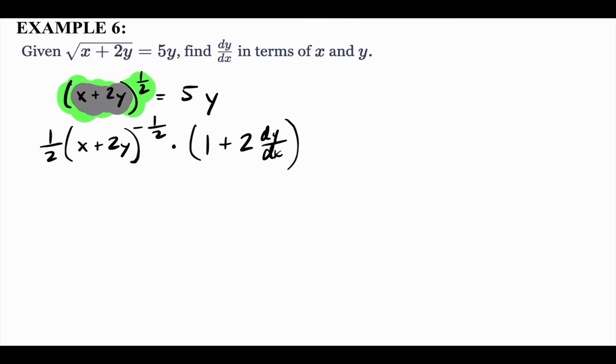Okay? Equals, and then over here we have 5. The derivative of 5y is just 5, but it gets a tag dy dx because it's a y. Okay? All right, so now what we got to do is look at it, and we have to isolate the variable. We got to isolate that guy.